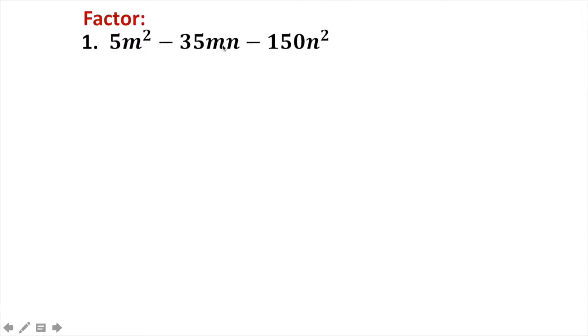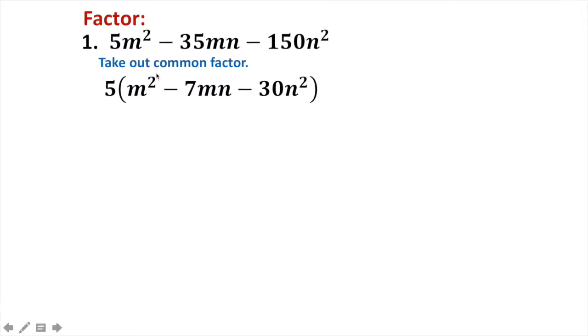This one's got an n, and so does this one. Unfortunately, this one doesn't. And there's no n in this one. So now we look at our numbers, 5, 35, and 150. Well, 5 definitely goes into all of those. So the very first step is to take out a common factor. Our common factor is 5, and I have to take it out of all of them.